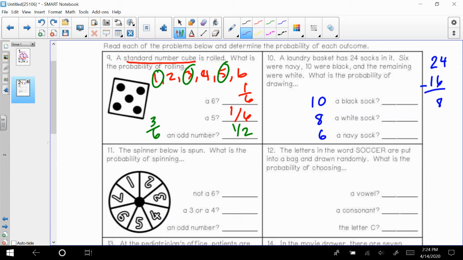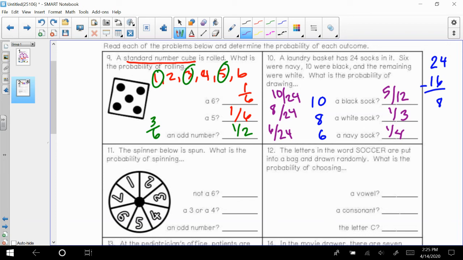So what's the probability of getting a black sock? That would be 10 out of 24, and I'm going to simplify that to 5/12. The white sock will be 8 out of 24, and both of those numbers are divisible by 3, so that's 1/3. And the last one, the navy socks, is 6 out of 24. When you simplify it, divide both the numerator and denominator by 6, you get 1/4.